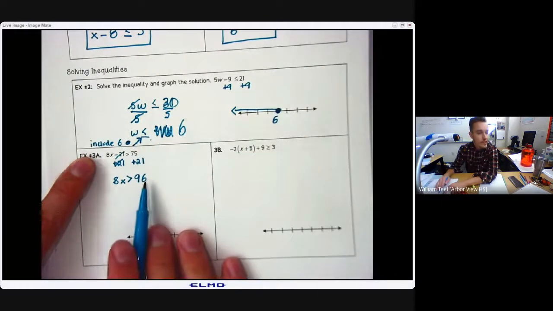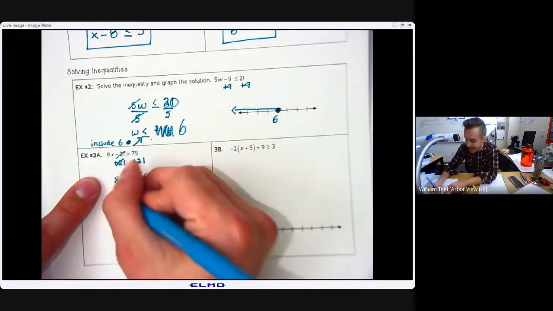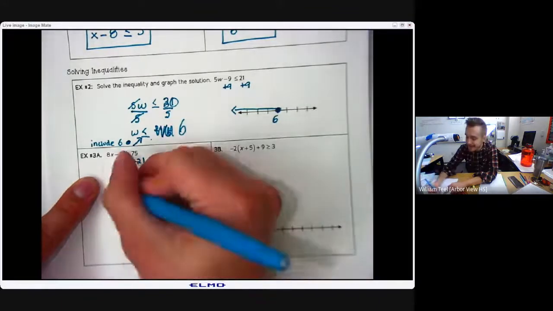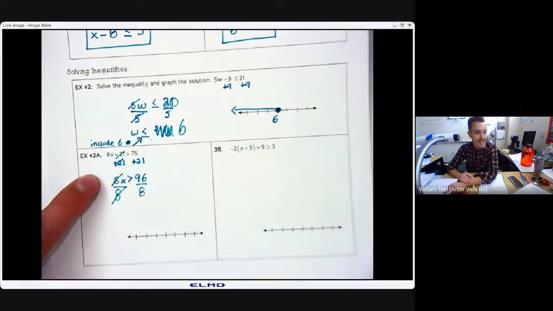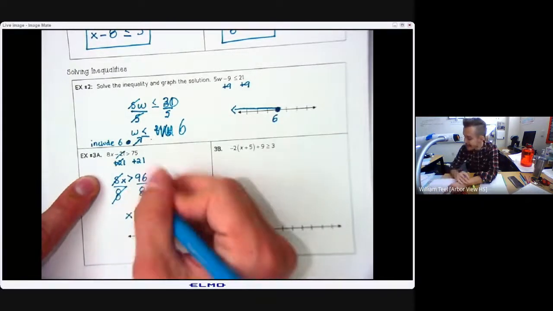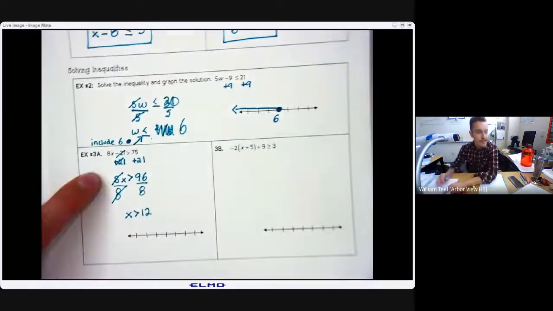And then in order to get this variable by itself, I'm going to have to divide both sides by 8. If I divide both sides by 8, these two are going to cancel out. x is going to be left by itself. I have x is greater than, now 96 divided by 8 is just going to be 12. So now I want to graph this.